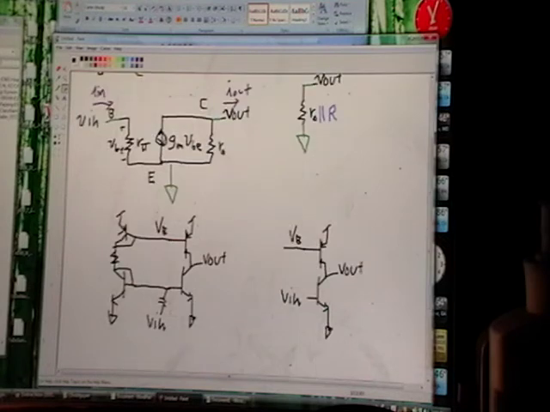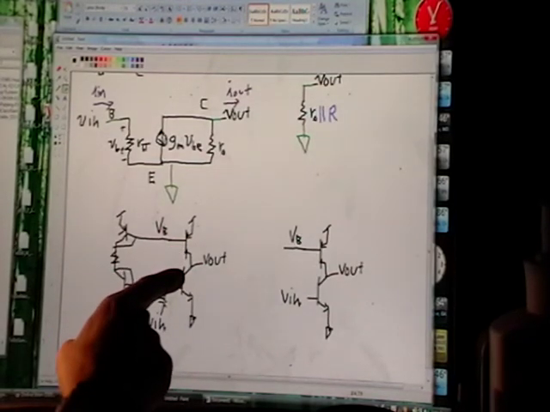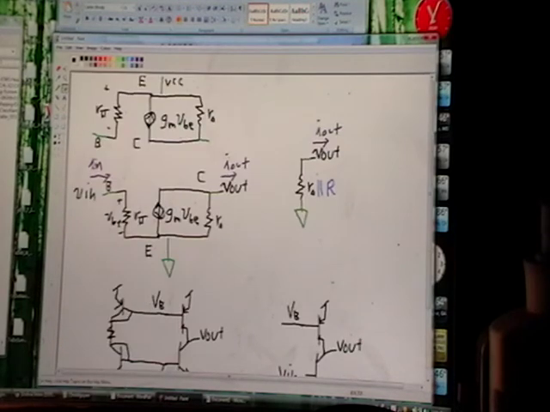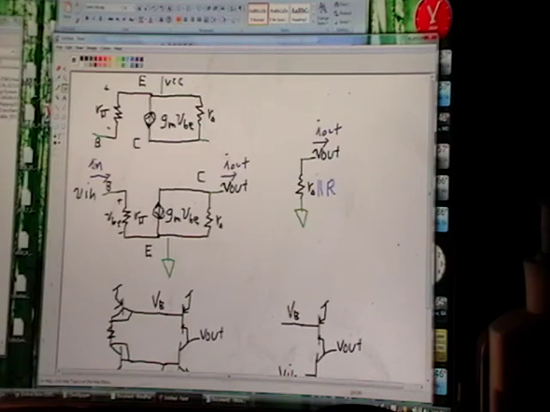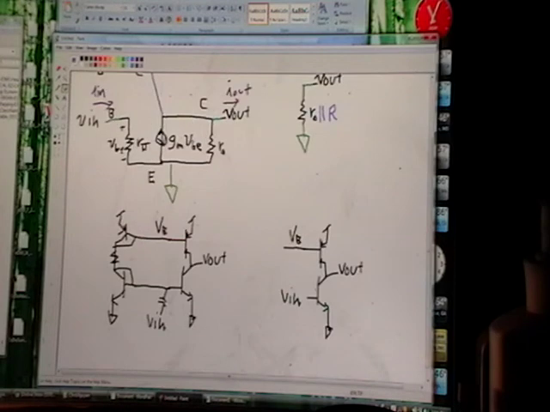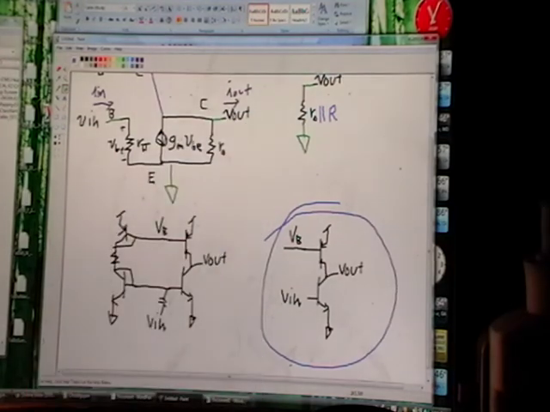Okay, if you look at this diagram right here, the collector of the PNP is connected to the collector of the NPN. So here's the collector of the PNP, here's the collector of the NPN. Nothing's changed to the NPN. You still have V in coming into the base of the NPN, still have the emitter of the NPN connected to ground, still have the collector of the NPN going to V out.